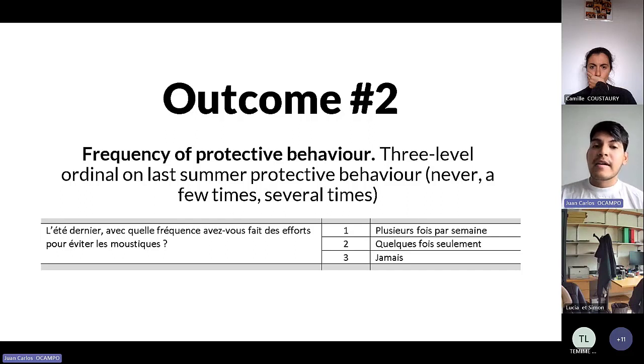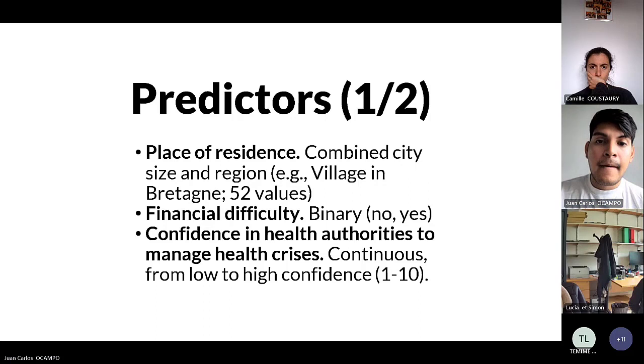Our second outcome is frequency of protective behavior. It's a 3-level ordinal on last summer's protective behavior. It goes from never, a few times, and several times. Here you can also read our question. And now, let's talk about our predictors.